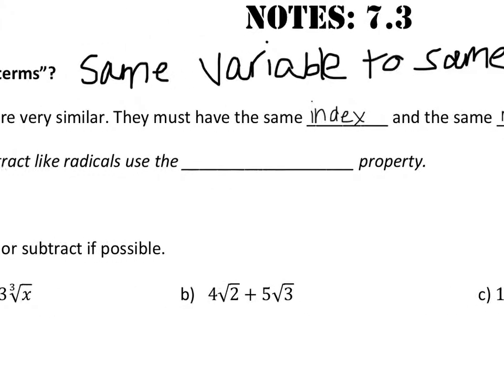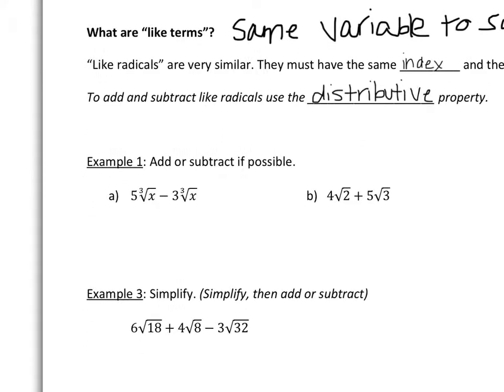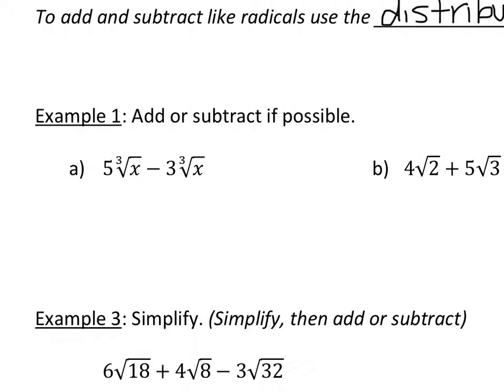So we will add and subtract these using the distributive property. Now you don't have to write it out the long way every time, but I'm going to the first time just to make sure we understand how it works. Okay, so here, two terms. Do they have the same index? Yes. Do they have the same radicand? Yes. So the process that makes this work is the distributive property, that we can bring a cubed root of x out to the front.